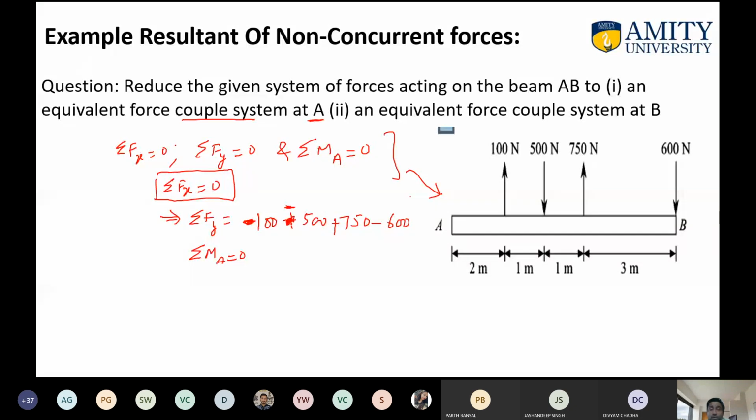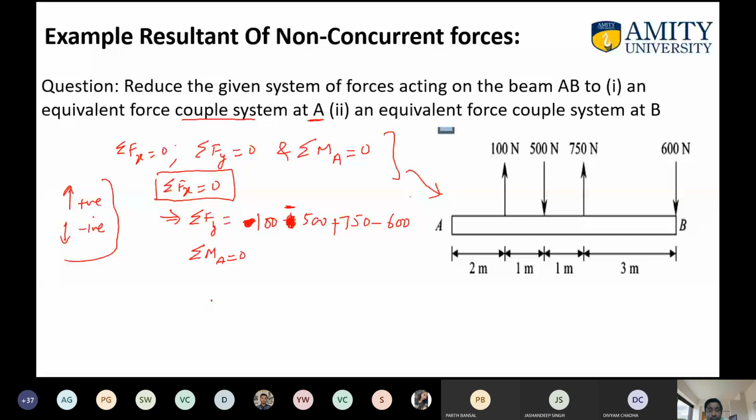Because forces coming upward are positive, I have told you, and downward are negative. So plus 100, minus 500, plus 750, minus 600. After calculating, you will get the value of Fy, and similarly 250, and summation MA.